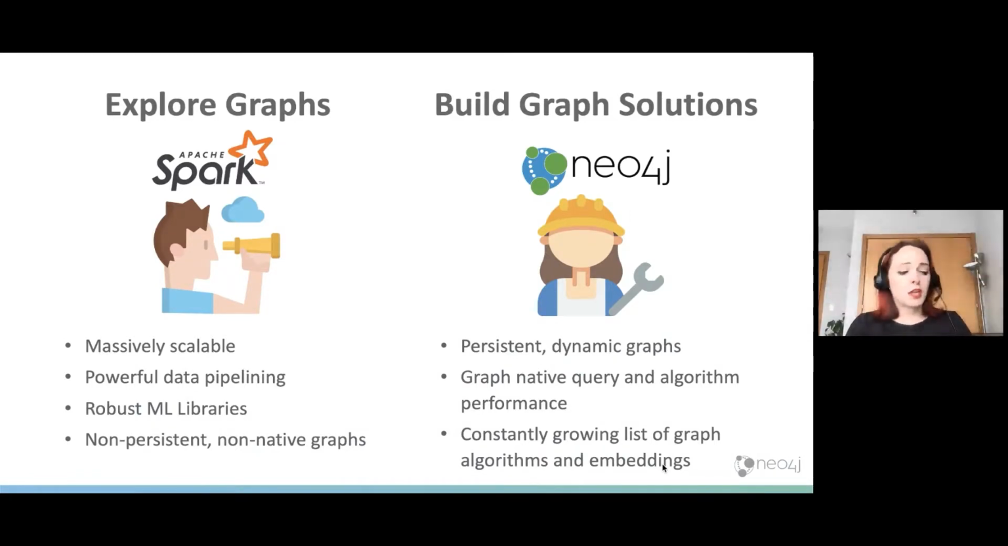So you can project your data frame into a graph frame and ask, do I have a graph problem? What would my graph schema look like? I can run simple 1 and 2 hop queries to understand how it's associated with a graph. Once you understand that, you can pull the right set of data into Neo4j to start building graph solutions. So you have a database where you can persist your data, you can have graph native query and algorithm optimization, and then you can make use of our constantly growing list of graph algorithms and embeddings to answer your questions more powerfully.